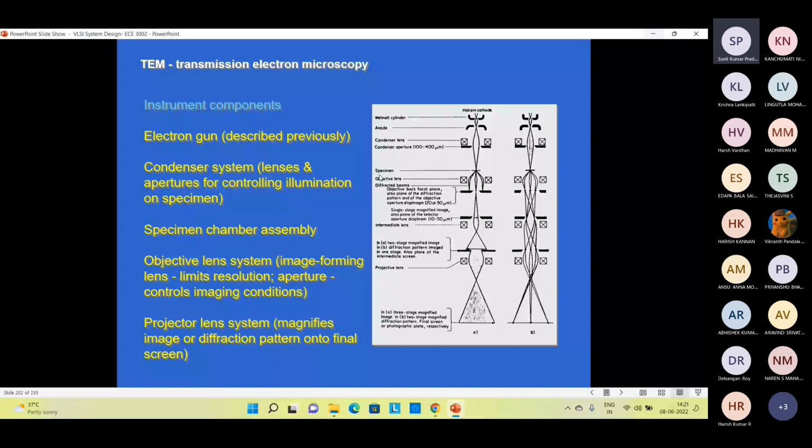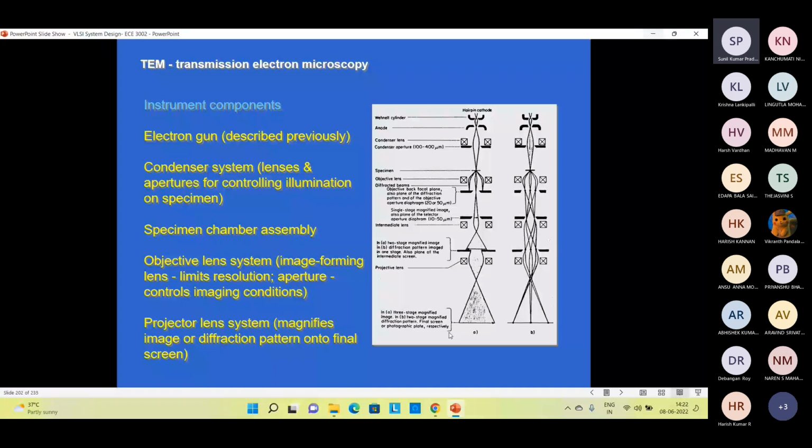Now the diffraction beam is at the objective back focal plane, also the plane of the diffraction pattern and of the objective aperture diaphragm, which are 20 or 50 micrometer. The single-stage magnified image is also the plane of the selector aperture diaphragm, which is 10 to 50 micrometer. Now, in a two-stage magnified image, in B, the diffraction pattern image is in one stage, and also the plane of the intermediate stage. And this is our projective lens. And in A, the three-stage magnified image, in B, the two-stage magnified diffraction pattern, on the final screen or photographic plate respectively.